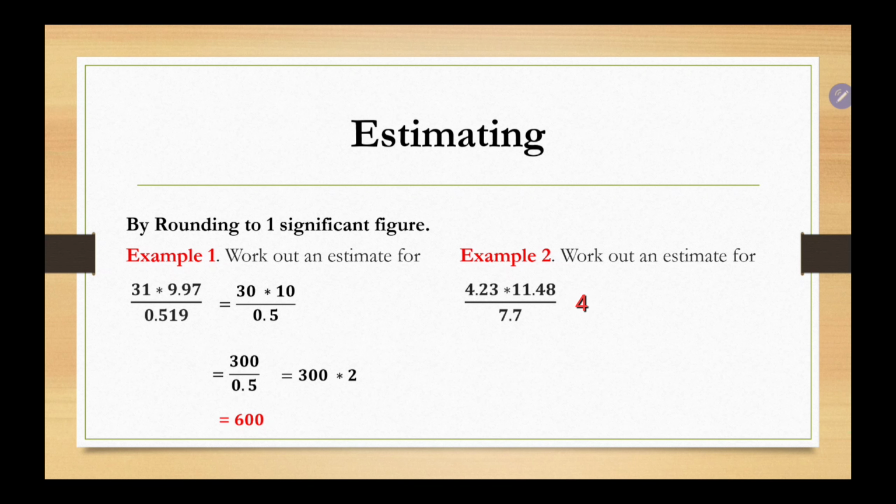11.48 is going to be 10 because 1 is still less than 5, so we have to round down. And lastly, 7.7 would be an 8. It will round up to 8 because the 7 over there is higher than 5. So we get 4 times 10 divided by 8, and that would be 40 divided by 8, and our answer is 5.